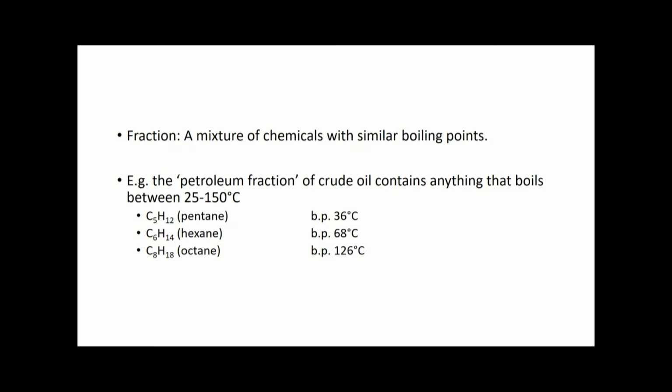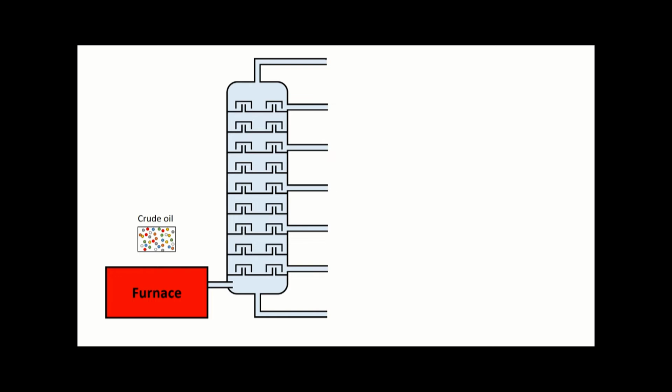But all of them end up in a mixture. And so what we're trying to do to separate this mixture of similar chemicals is fractionally distill them. So here is a diagram of a fractional distillation chamber, and in reality these could be tens of meters high.